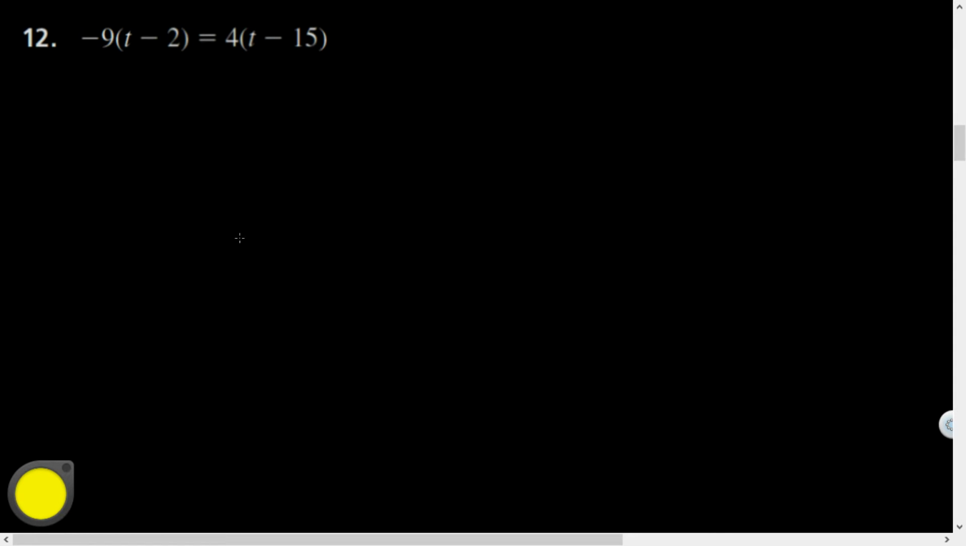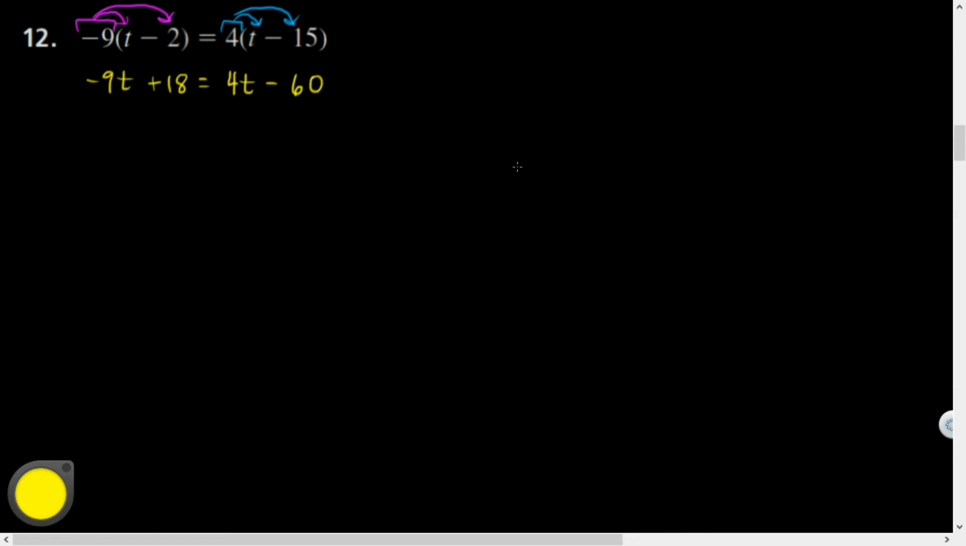Oh, here we go. I've got some parentheses. I'm going to simplify both sides first using distribution. I'm going to distribute a -9 and a +4. So before I start moving anybody, we're going to simplify. -9 times t is -9t, not 90, just 9t. -9 times -2, double negatives become positive. 9 times 2 is 18. Right, Devin, you're writing this down? 4 times t is 4t. And 4 times -15 is -60.